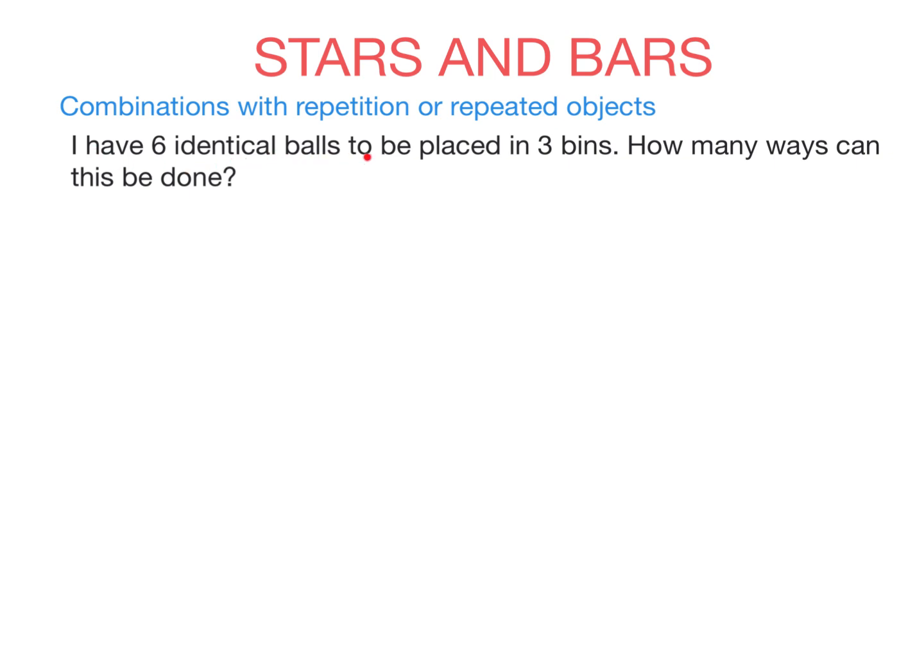I have 6 identical balls to be placed in 3 bins. How many ways can this be done? When we're talking about the ways that this can be done, there are 3 bins and I have to put in 6 balls. So I could put in 6 in the first bin and none in the second. I could put, say, 5 in the first bin, 1 in the second, none in the third. We're looking for how many of these possibilities there are.